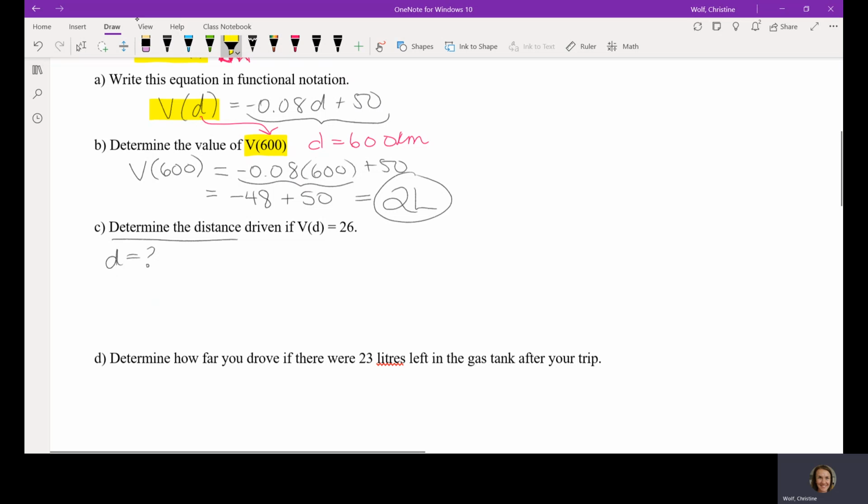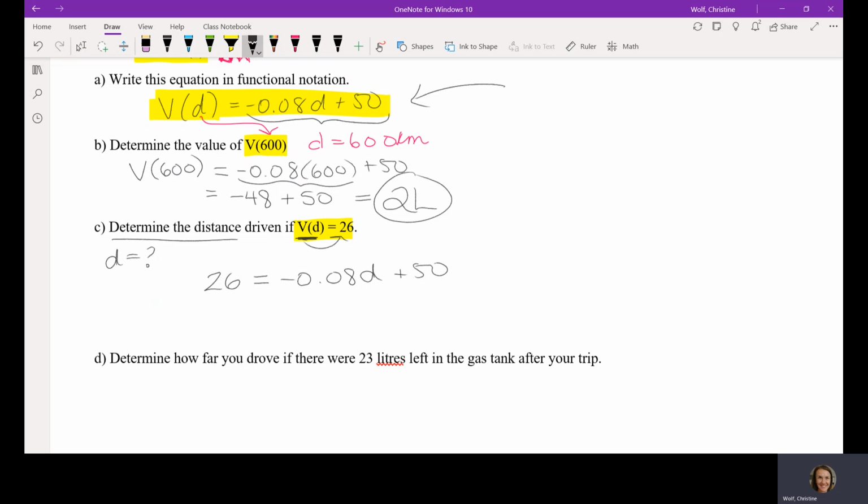So in our functional notation equation up here, we have to replace all of V of D with 26. If you look at that functional notation up top here, the V of D is the whole left side. So we are now replacing the whole left side with 26. And then we're looking for D. So we leave that D there. We don't know it, we're looking for it.